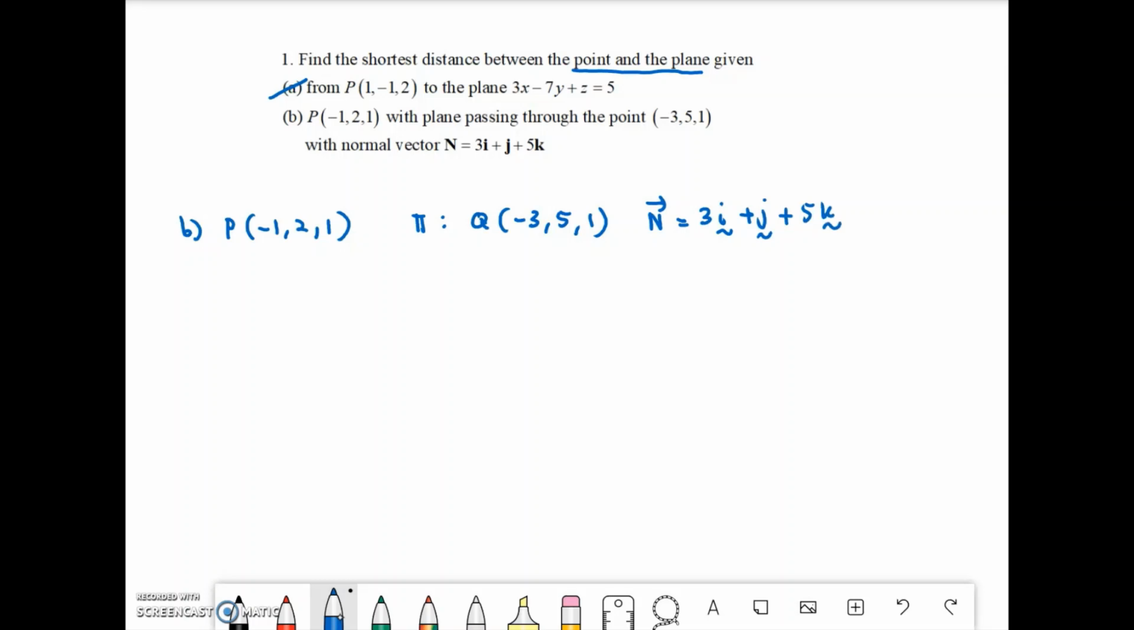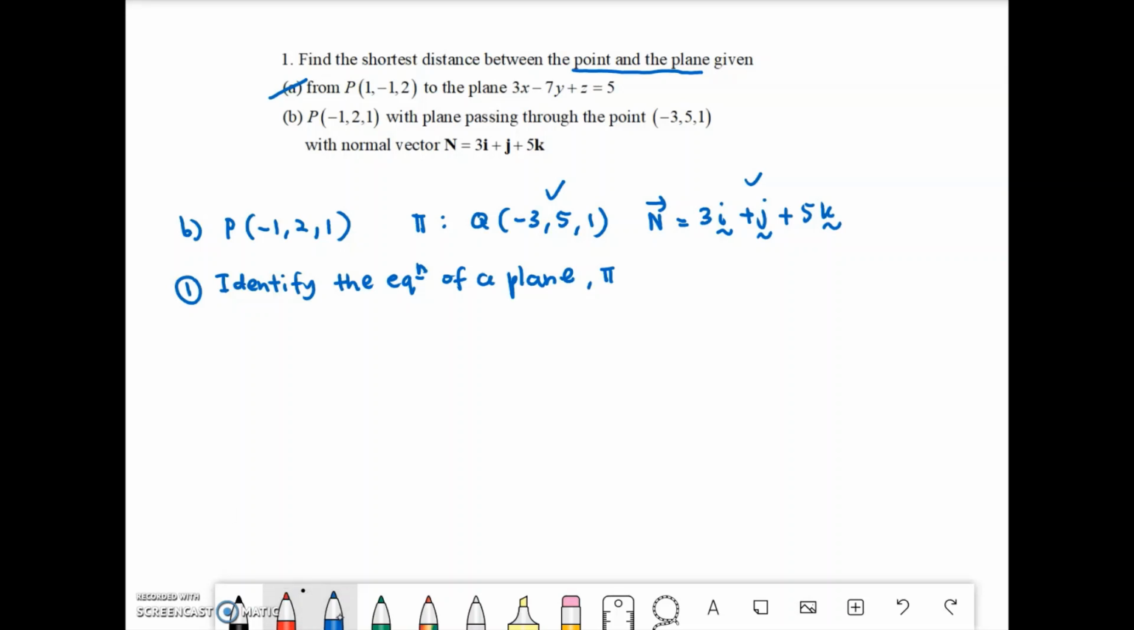Okay, what we need to do is that first we have to identify the equation of a plane, of the plane pi. So we have here a point and we have a normal vector. So from there, we can obtain the equation of a plane, since to obtain the equation of a plane, what we need is a point and also a normal vector.